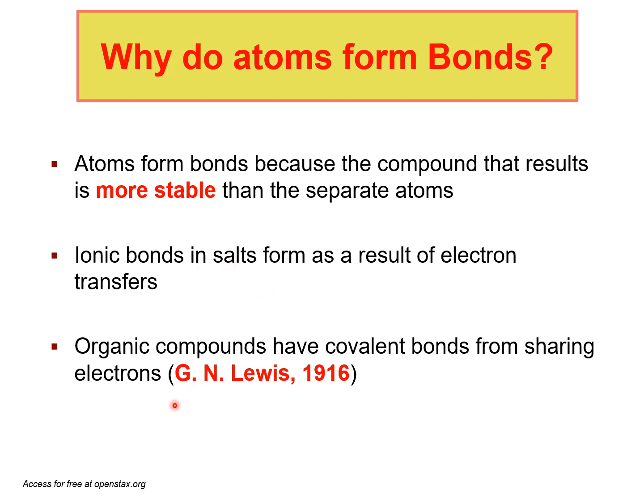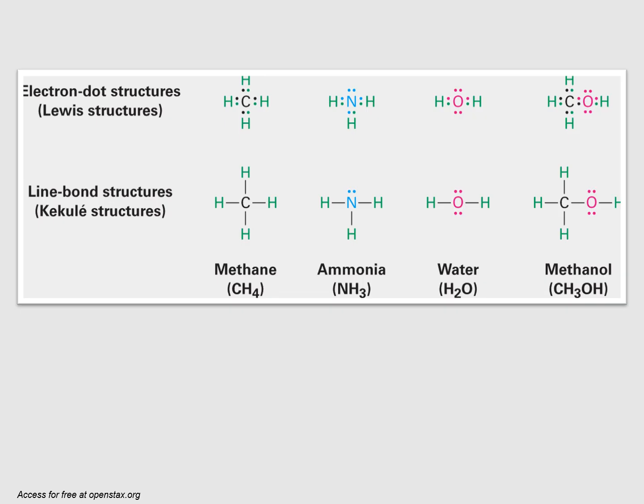The second type of bonding is covalent bonding, where electrons are shared between 2 atoms, and this was proposed by G.N. Lewis in 1916. The whole neutral collection of atoms held together by covalent bonds is called a molecule. A simple way of indicating the covalent bonds in molecules is by Lewis structures, in which the valence electrons are represented as dots.